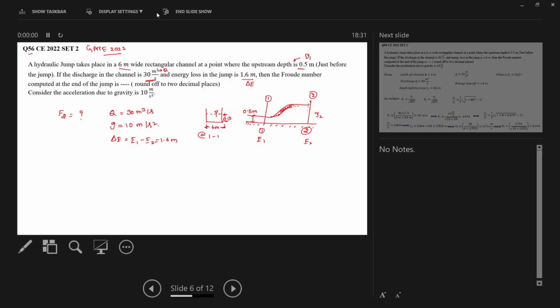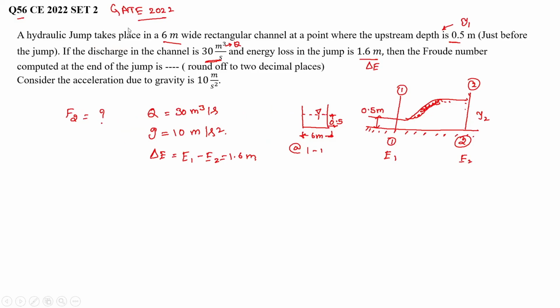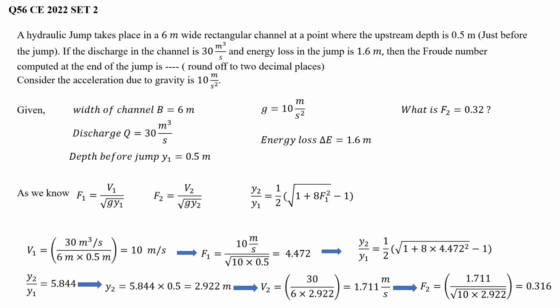Okay, let me go to the screen share mode. So we have taken this first relation, which is the depth ratio y2 by y1. There are two approaches I mentioned. This is approach one, by using y2 by y1 equal to 1 by 2 square root of 1 plus 8 F1 square minus 1. So we'll use this particular formula and solve the question.